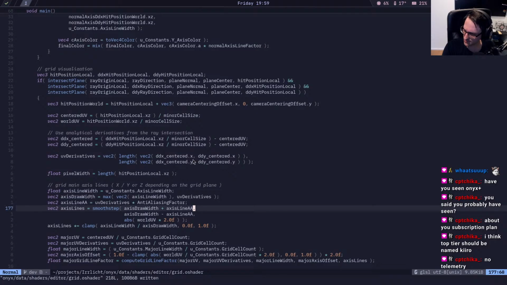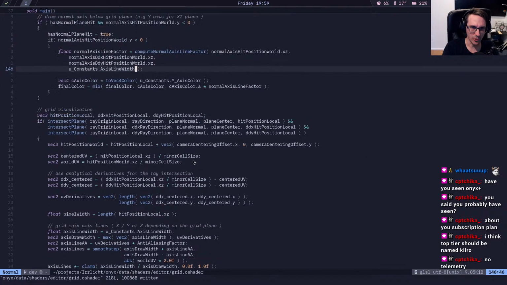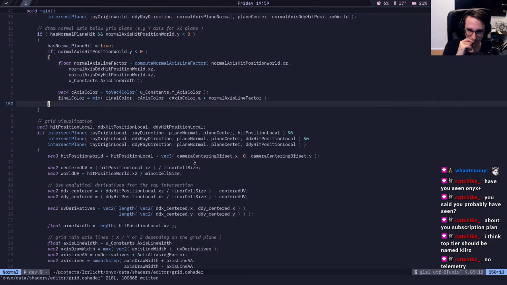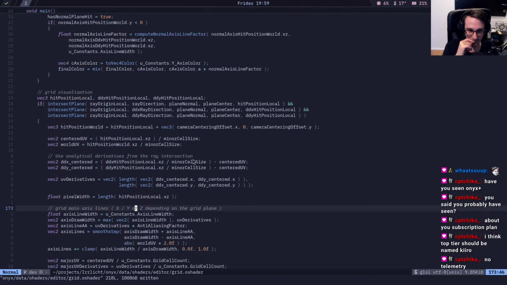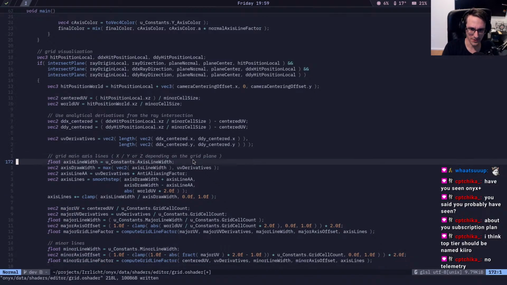So that stays all the same. World UV stays probably the same. So in here you can already see that we scaled the world UV here. So probably we would have to do the same in here. Then we scale the world UV so that the grid line size stays consistent. I don't think we use that. Let's get rid of that. This stays all the same.